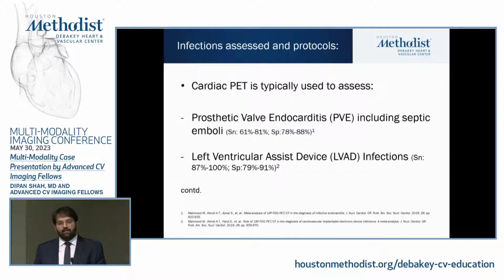The typical applications of this kind of imaging are for prosthetic valve endocarditis, including septic emboli and extracardiac manifestations. We also use it for native valve endocarditis, which I'll touch upon in a minute. As you can see here, I have put in some sensitivities and specificities for PET in these applications. If this number seems a little low, 61 sensitivity, it's because a lot of these studies included native valve endocarditis. So we'll talk about that in a minute.